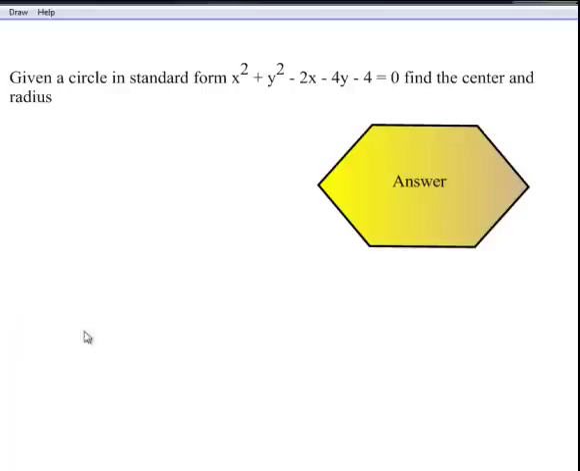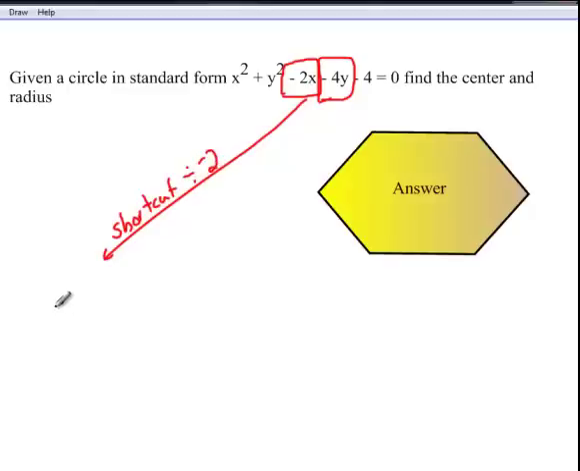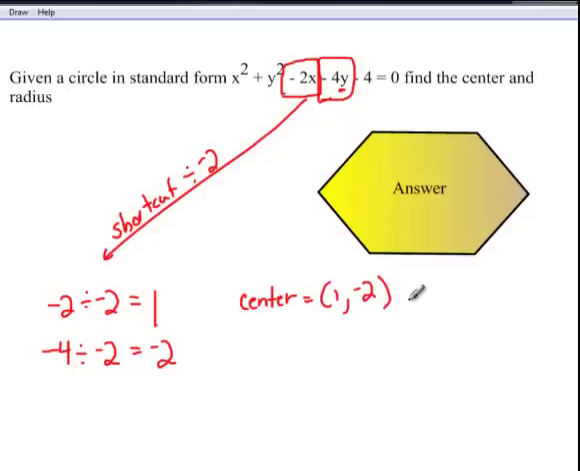Okay, we're going to do one more. All right. I know my centers are hidden right here. And the shortcut is to divide by negative 2. So negative 2 divided by negative 2 gets me 1. So my x value for my center is 1. All right, now here's my y value. So my y value says take the negative 4, divide it by negative 2. So my center y value is negative 2.